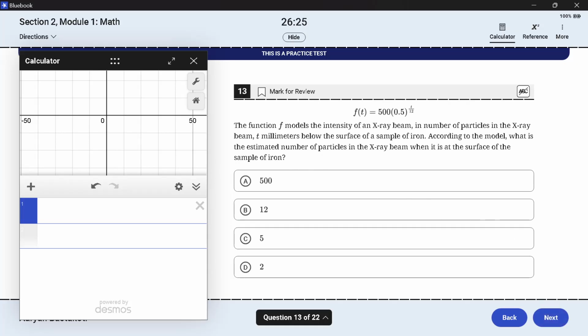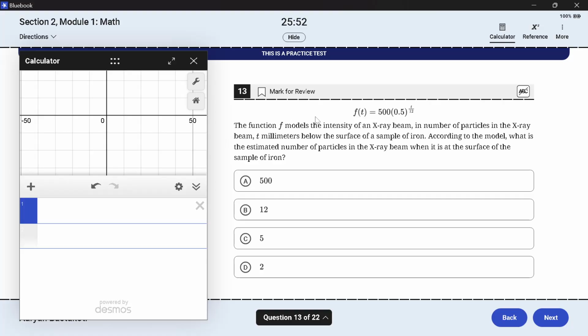The function f models the intensity of an X-ray beam, the number of particles in the X-ray beam, T millimeters below the surface of a sample of iron. According to the model, what is the estimated number of particles in the X-ray beam when it is at the surface of the sample of iron? So if it is exactly at the surface of the iron, it will be 500. Or will it be 500?